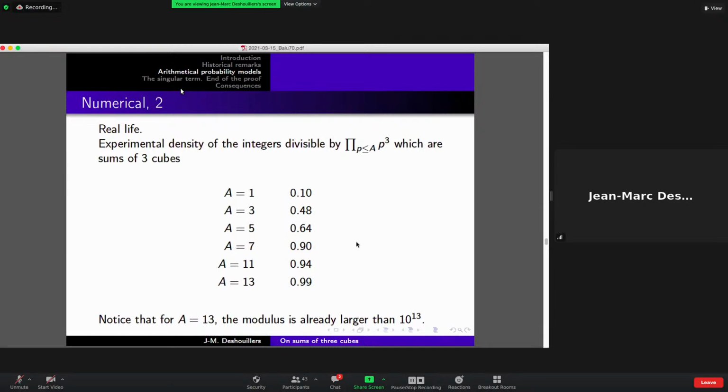So this is also something you have in our model, but you have it also in real life. Well, you cannot go too far, because you see for a equal to 13, the modulus is already larger than 10 to the 13.